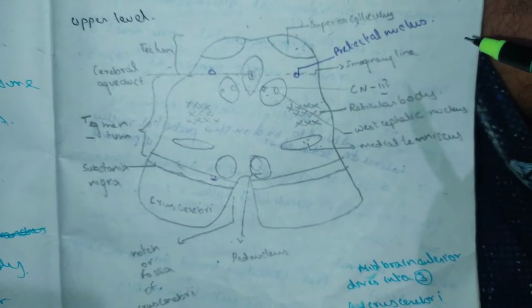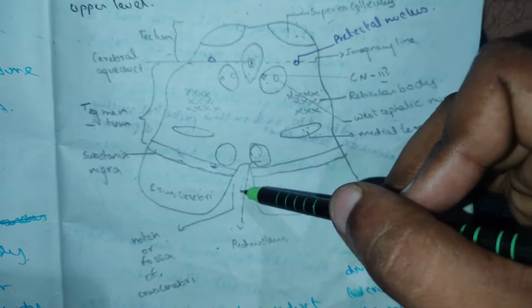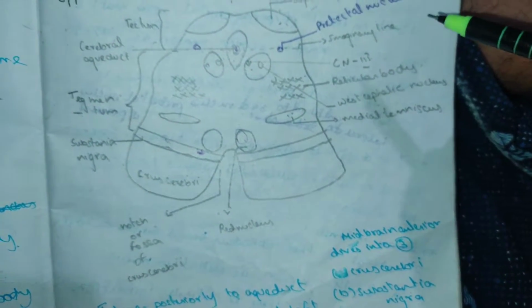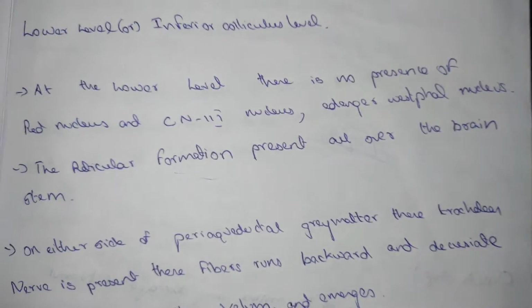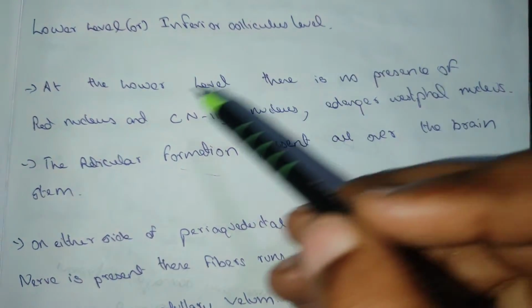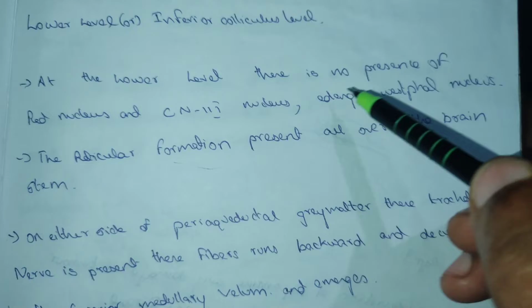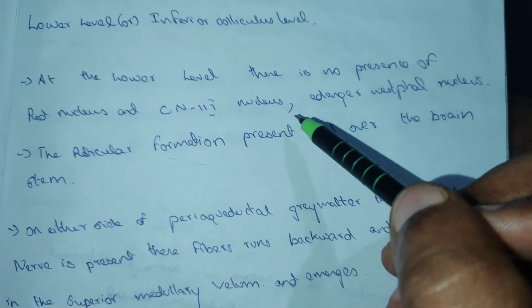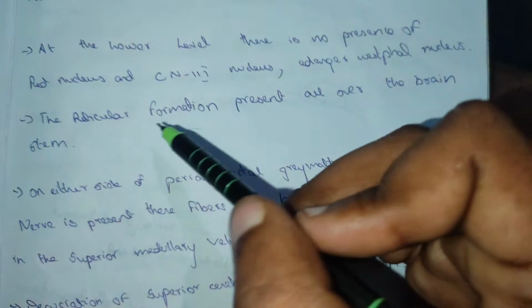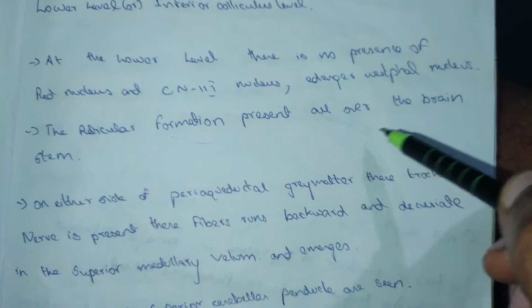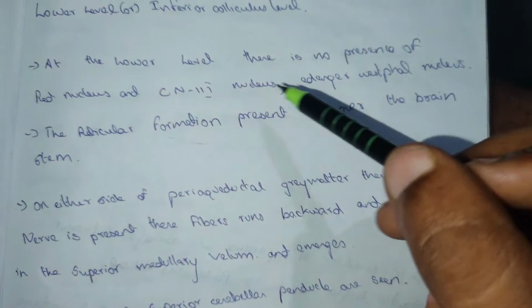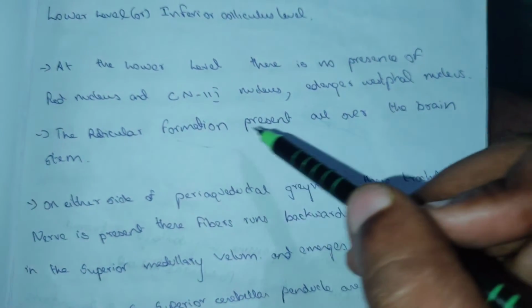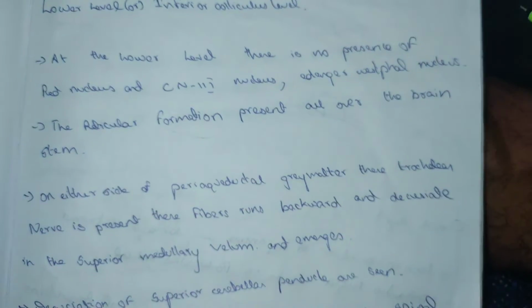Now we will see the lower level. This is the fossa or notch present in the crus cerebri, which I mentioned in the introduction. This is the lower level, the inferior colliculus level. At the lower level there is no presence of the red nucleus, the cranial nerve number 3 nucleus, or the Edinger-Westphal nucleus. The reticular formation is present all over.